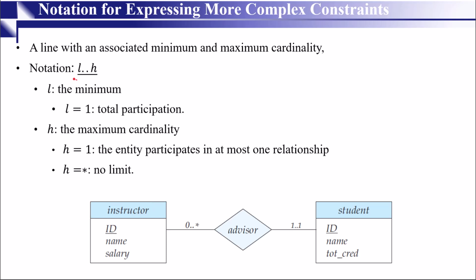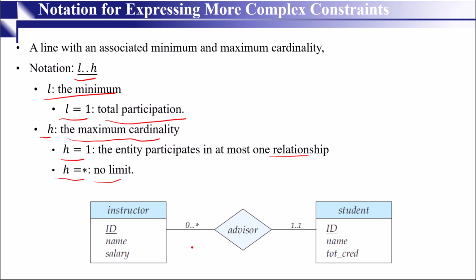Like you can see here, L to H, where L is the minimum, like L equal to 1 means total participation, and H is the maximum cardinality. For example, when we say H is equal to 1, the entity participates in at most one relationship. And when we say H is equal to a star, it means no limit here.